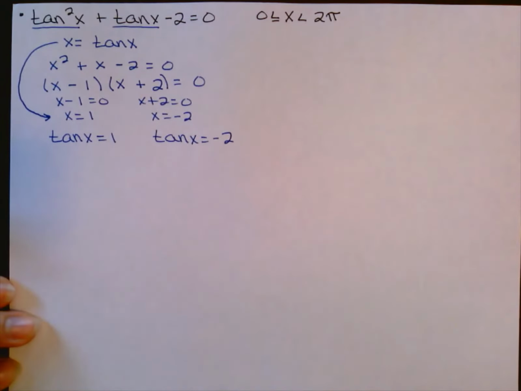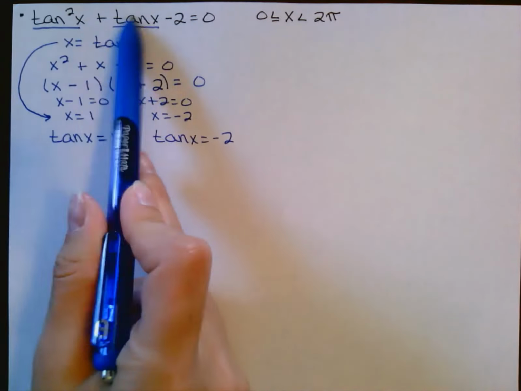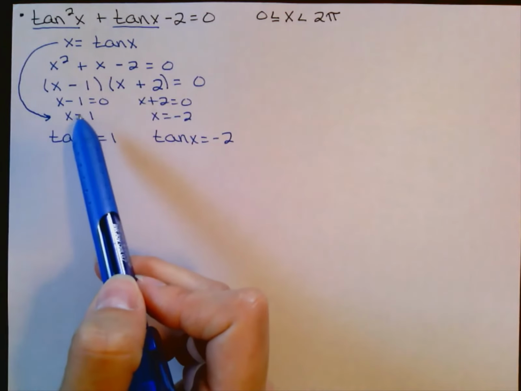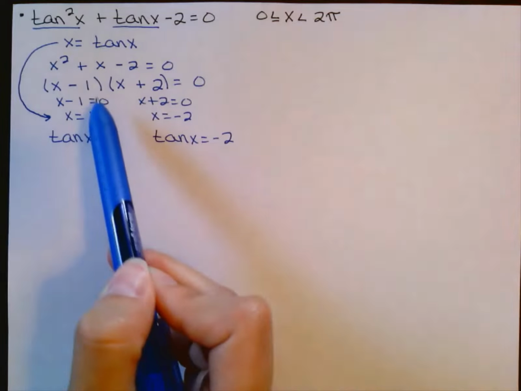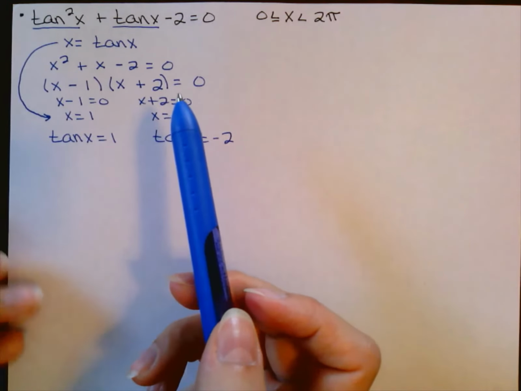And now I have my trig functions isolated. If you start to get really comfortable with these, you might even be able to factor this with the tangents and say that this would be tangent minus 1 times tangent plus 2. I have a degree in math and I still do it this way with my x's. It's just easier on the eyes. I think it's easier to see, okay?